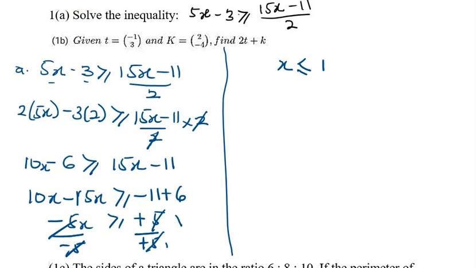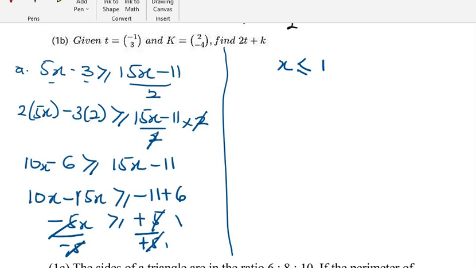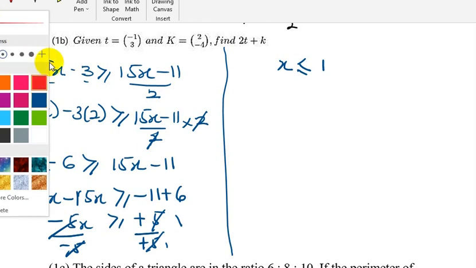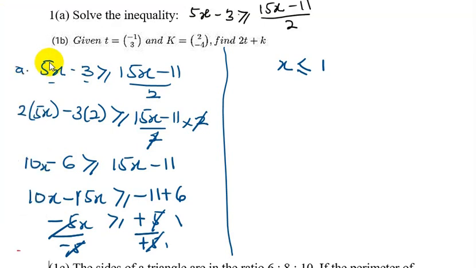Now someone will ask, why have you changed the sign? Yes, when we are solving inequalities and we divide by a negative number, as this one is negative 5, so we divided both sides by negative 5, because we are dividing by a negative, the sign has to change. That's why we had x is less than or equal to 1.